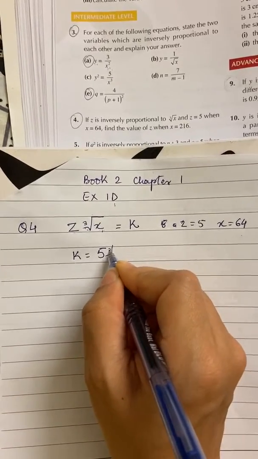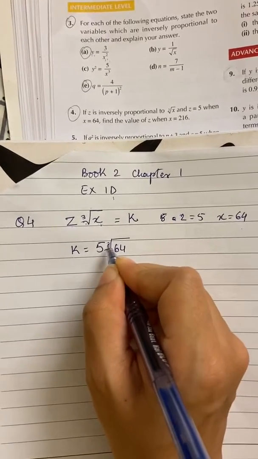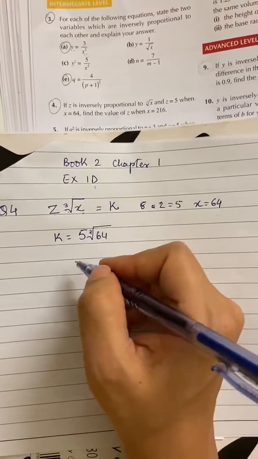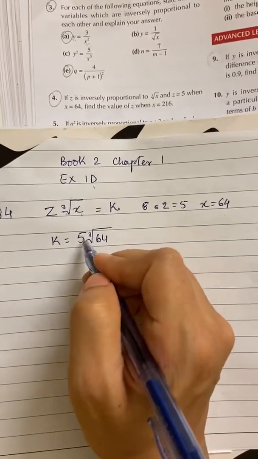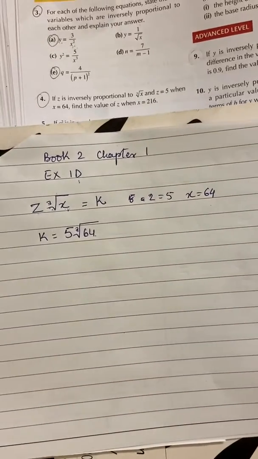So cube root of 64. Please make sure that you write this 3 very tiny. If you write this 3 big, it's going to look like 5 to the power 3, and we don't want it to look like that. It's 5 multiplied by cube root of 64. Now, what will be the cube root of 64?